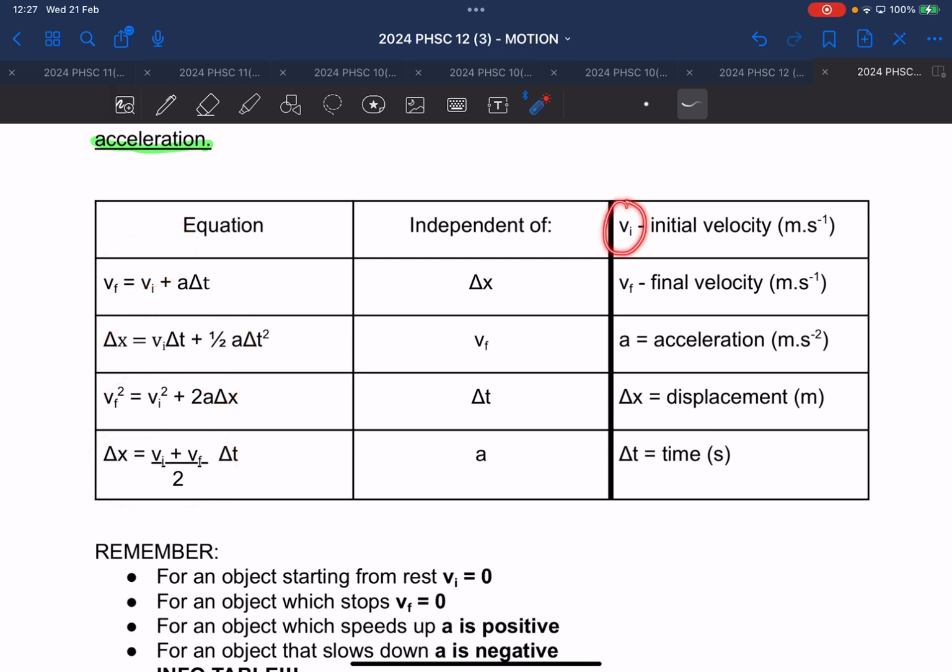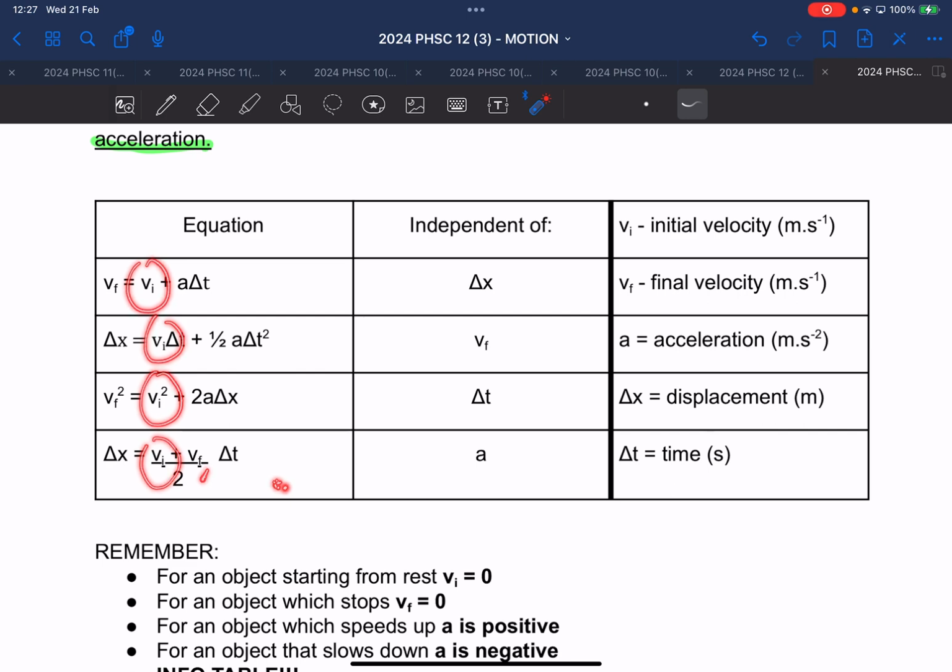Vi stands for initial velocity or beginning velocity. Vf, final velocity, acceleration, displacement, time. And then each of these equations have something missing. So they're independent of certain things. Like this one does not have displacement. This one does not have final velocity. Okay, but all of them will have initial velocity. So in a question, if you're not given initial velocity, then you know you must go calculate it, figure it out.